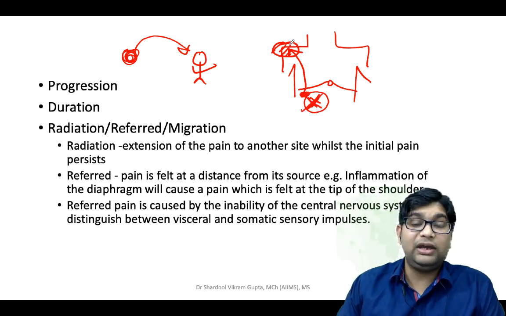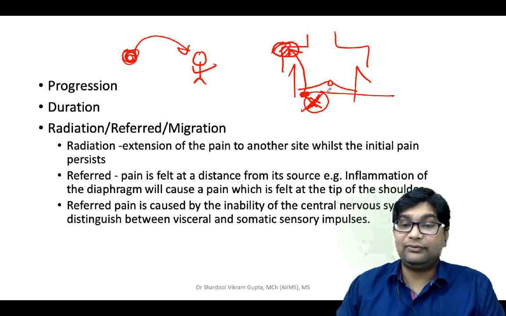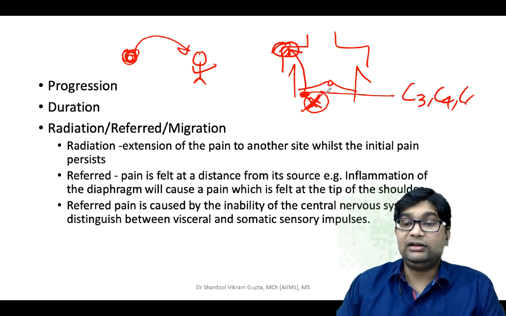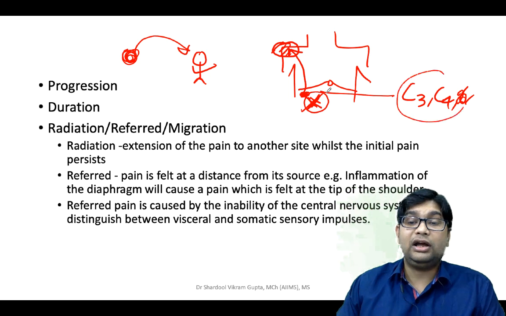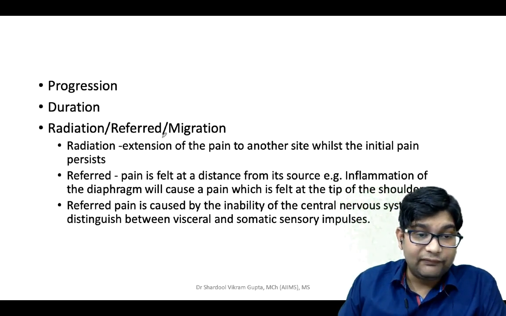Pain will not remain at the site of original pathology, it will be felt at a distant site from its source. Like in diaphragmatic abscess, because of the C3, C4, C5 nerve root, it is usually felt at the tip of the shoulder rather than at the site of original pathology. So this is known as referred pain.